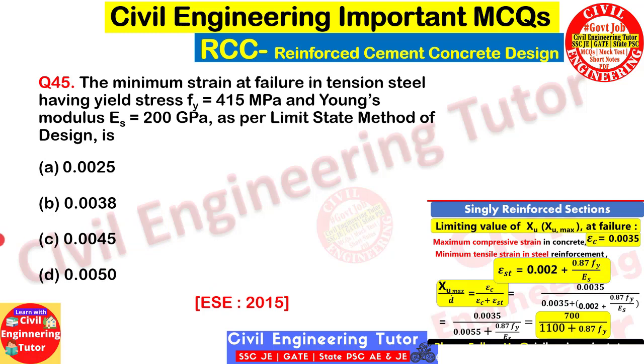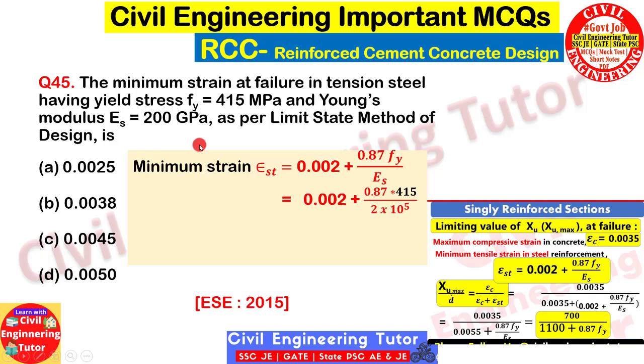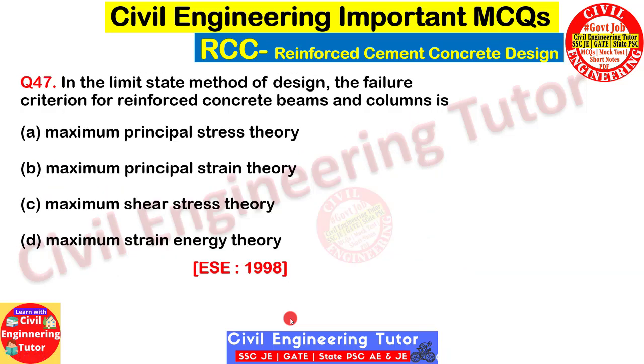Now the same type of question: minimum strain at failure in tension steel, where yield stress is given and Young's modulus is given in this case. Simply we have to put Fy is equal to 415 and ES is equal to 200 in this formula. 200 is in gigapascal, so we have to convert it into megapascal. That will be 2 into 10 to the power 5 megapascal. Putting this value, with 415 in place of Fy, we can see that the minimum strain is equal to 0.0038. So option B would be correct. This was asked in the Engineering Service Examination 2015. Question number 7, so this is 47. This is a very theoretical question.